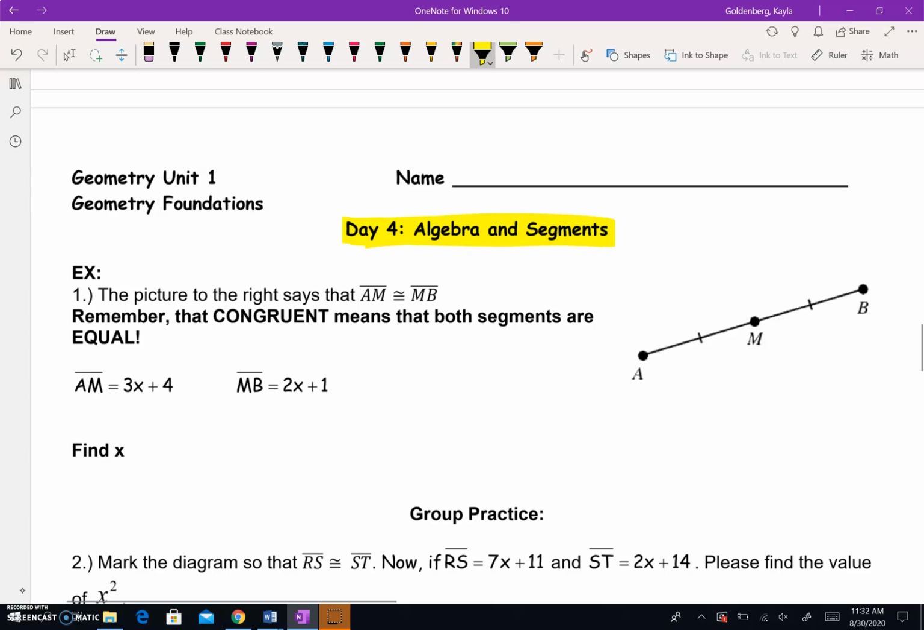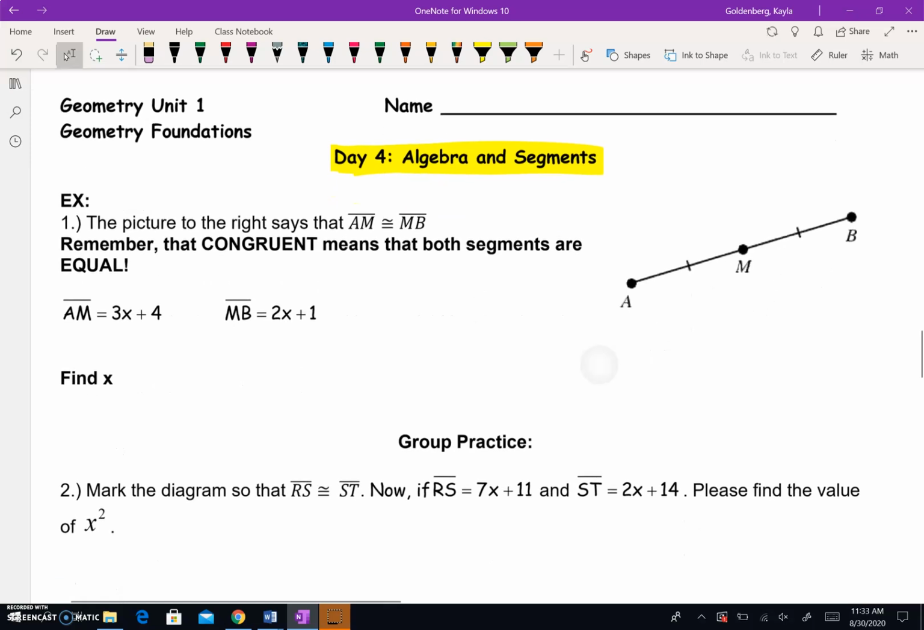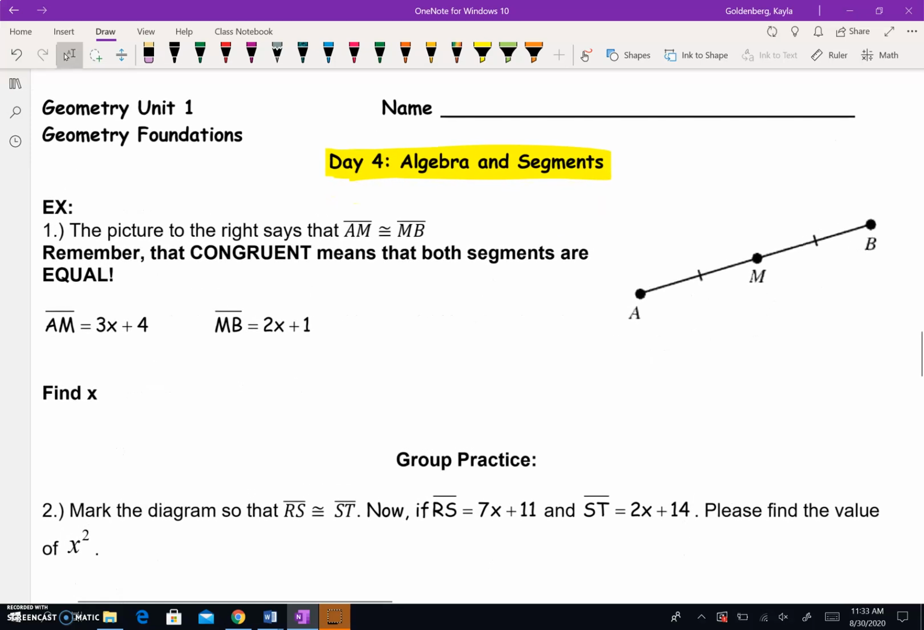This is our day 4, or if you want to think about it as week 3, our week 3 topic is segments, lines, and rays. The only example that we're going to do is number 1. The picture to the right says segment AM. Remember, a segment is not continuous. It's just a chunk that has 2 endpoints.